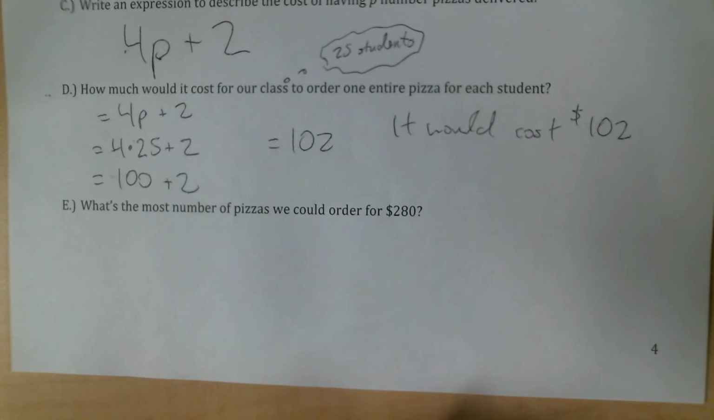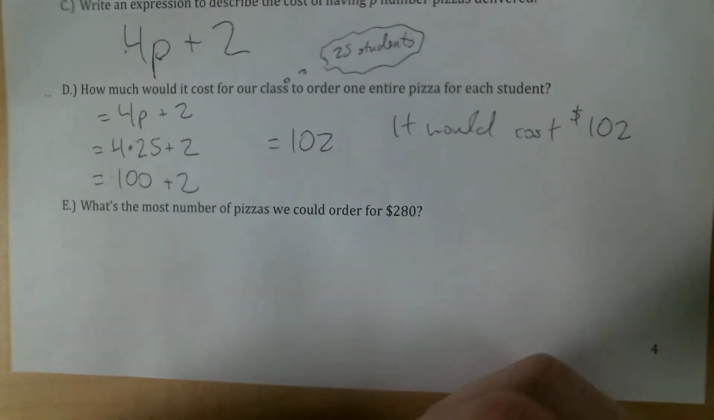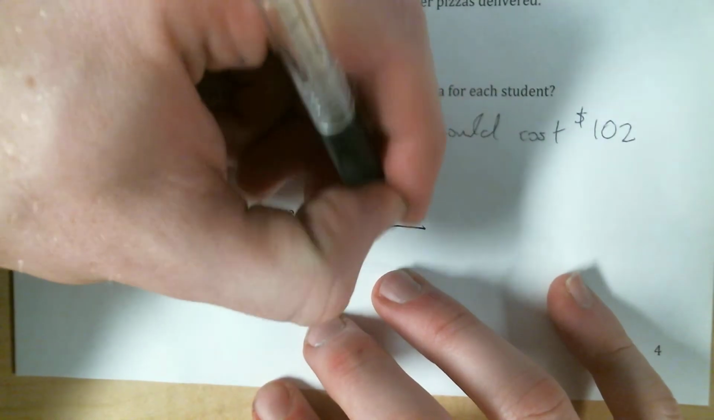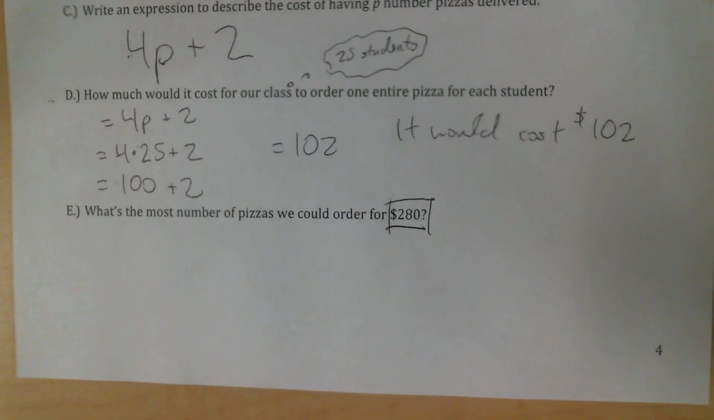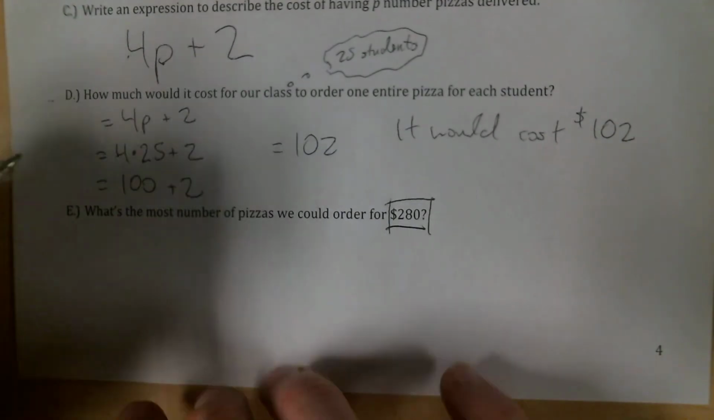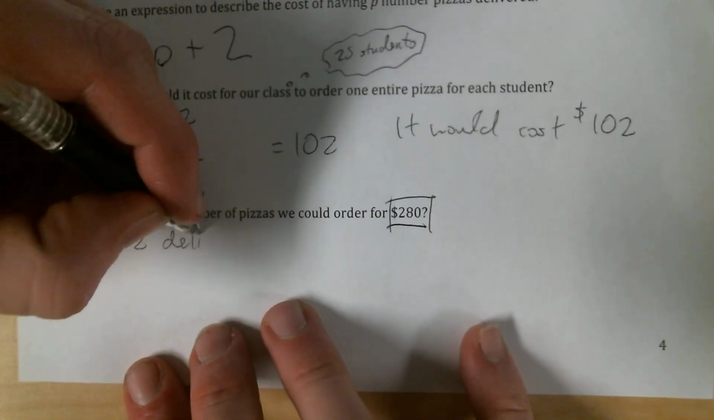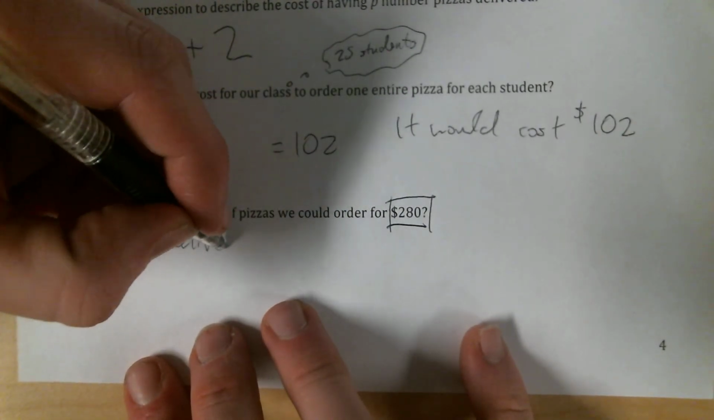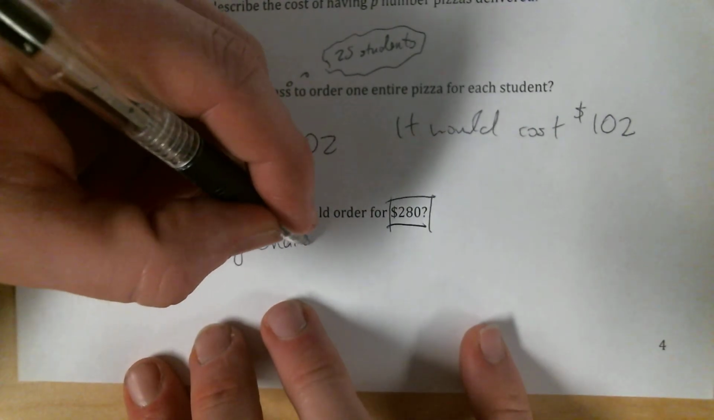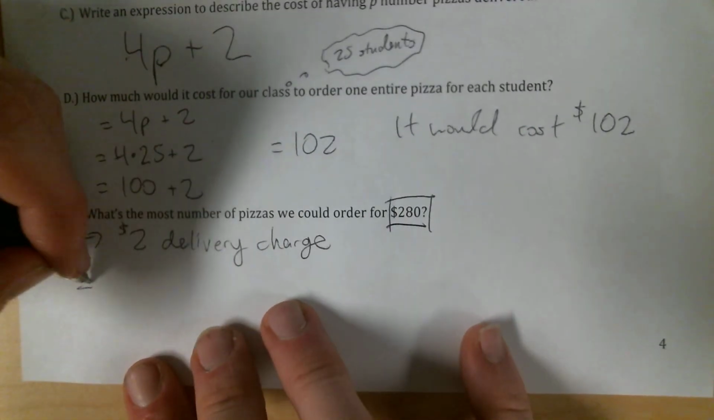Well, let's change this up. What's the most number of pizzas we could order for $280? So now I give you $280. How many pizzas are you going to be able to order? Well, we got to think here. We know we have a $2 delivery charge. Then we know it's $4 per pizza.